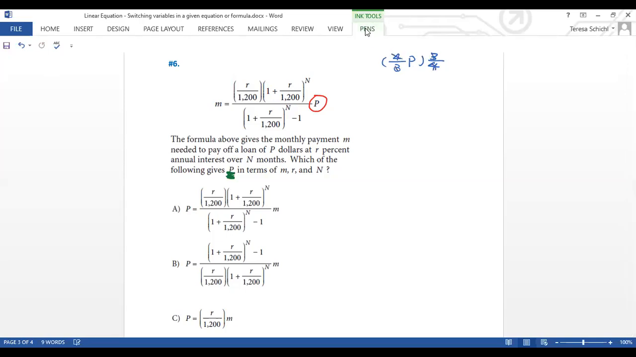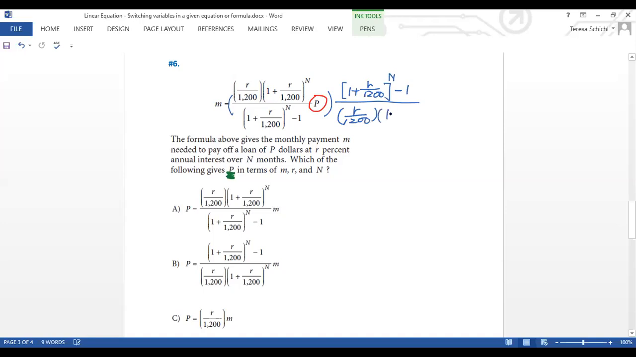So here is the same. I just need to multiply the reciprocal on both sides here, right? So the whole thing on this side, I need to multiply by the reciprocal, which is 1 plus R over 1200 to the N, minus 1, and this is 1 over 1200.